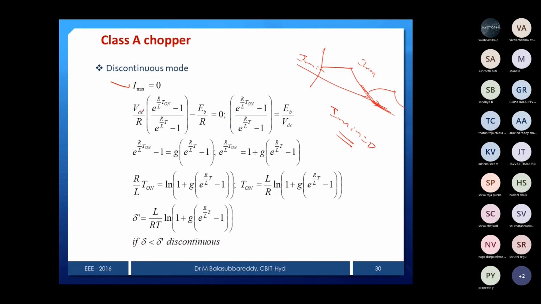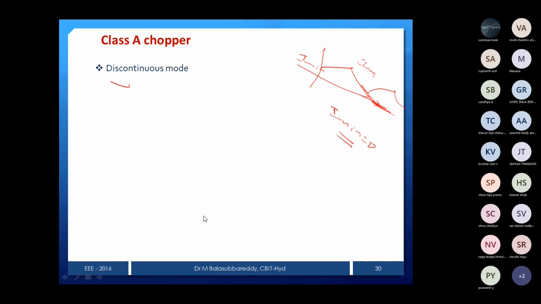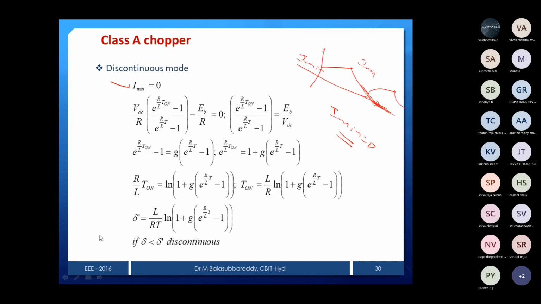You have the value of I minimum. In the previous equation, you can see this is your I minimum. So this value is I minimum. You equate it to 0 and then you can simplify. This point is 0 and what will happen, R by R will get cancelled, then this point is equal to EB by VDC, that I call G, and you can simplify this R by L into T on. Divide both sides by T, then what will happen here and here: T on by T is equal to delta.